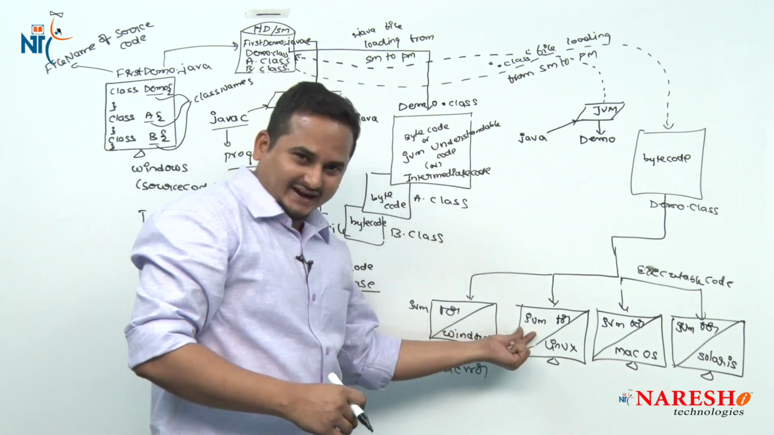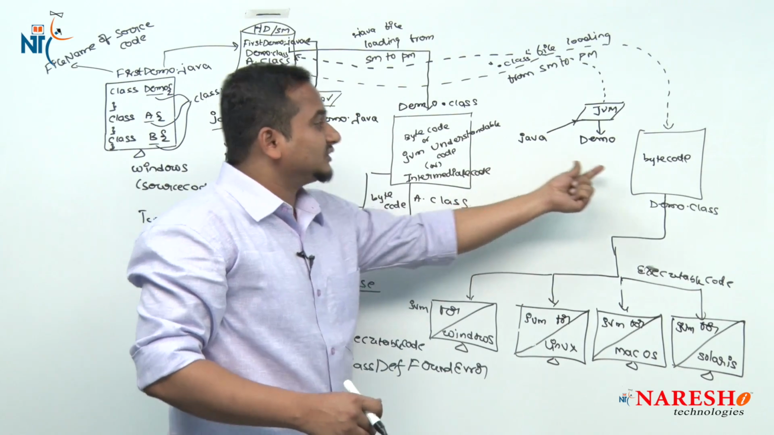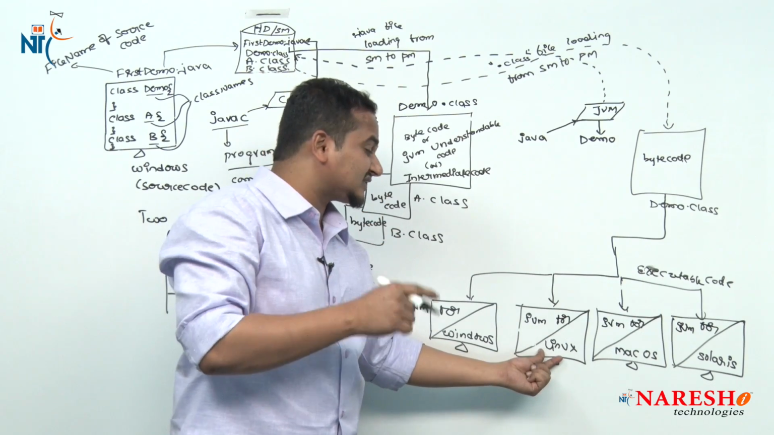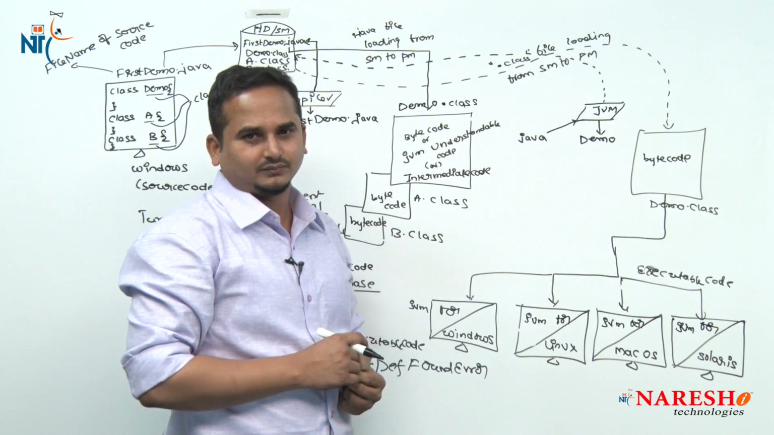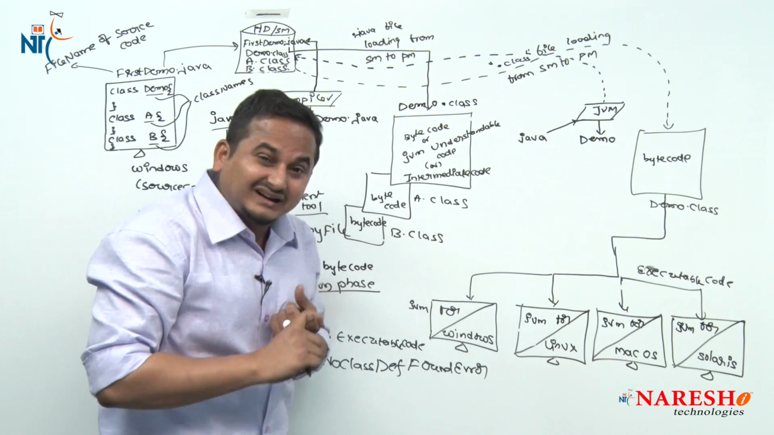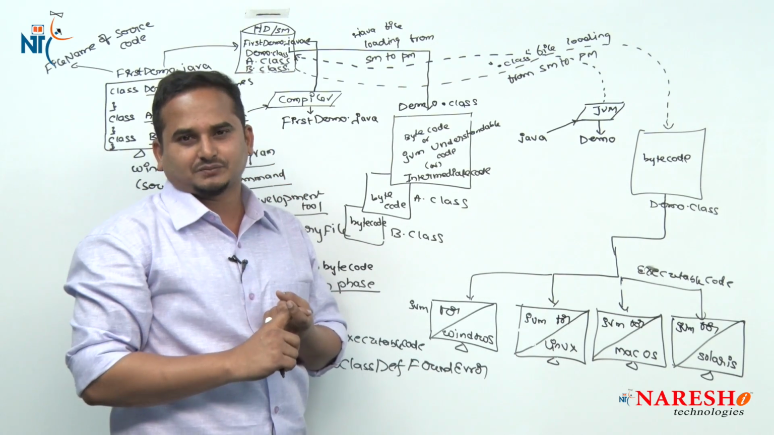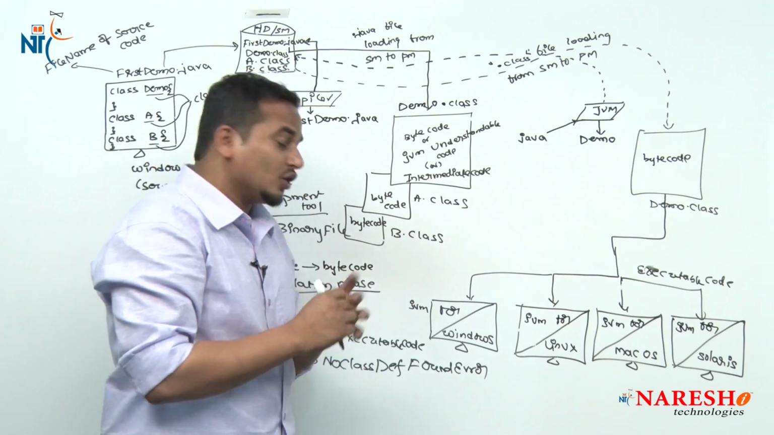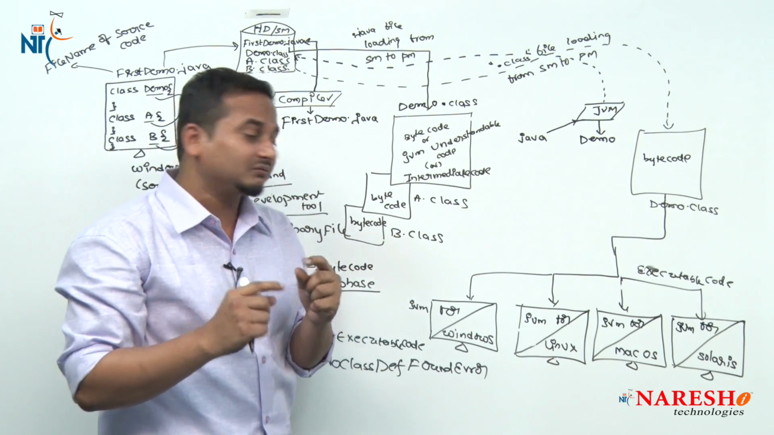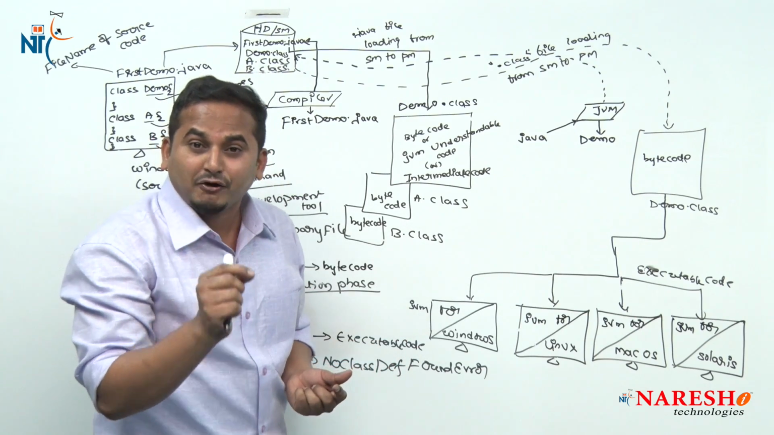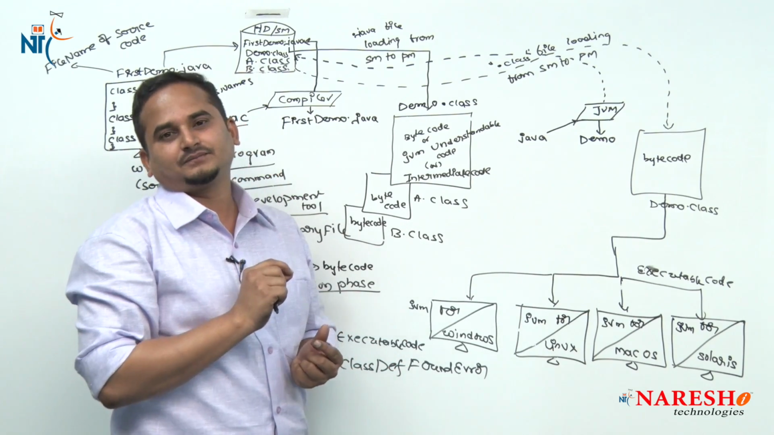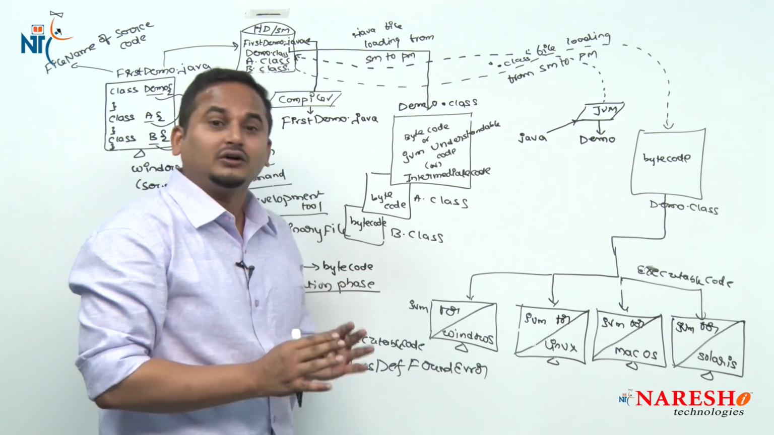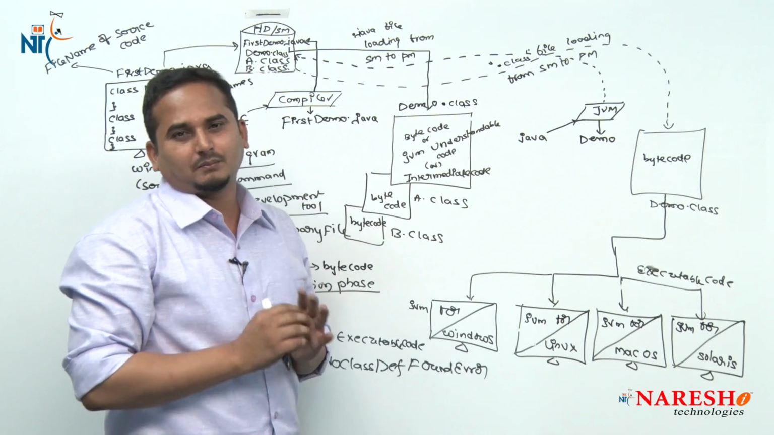Now the JVM for Linux will understand this bytecode, and after that it will convert it into Linux operating system understandable executable code. So one JVM is strictly bound with what? One operating system. One JVM does not understand multiple operating systems. So one JVM is strictly bound with one operating system. That means the JVM is a platform dependent component. It is not platform independent. JVM is a pure platform dependent component.